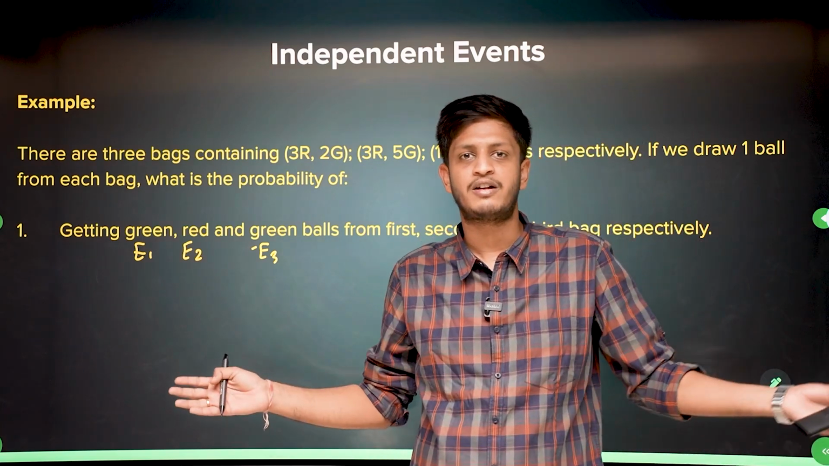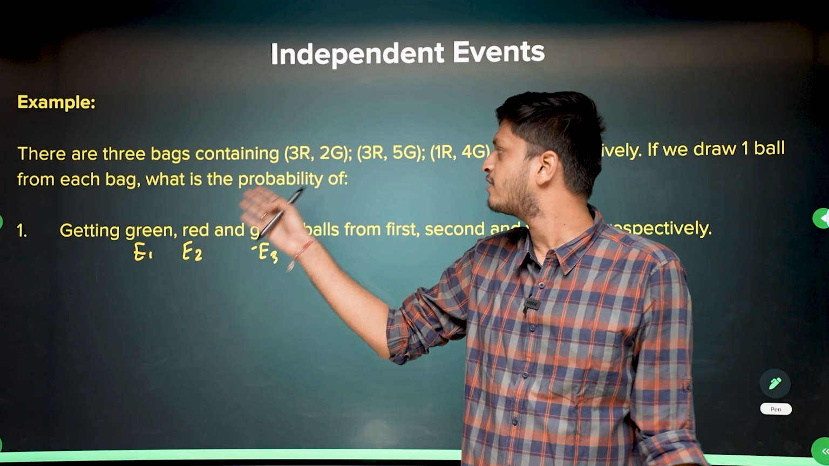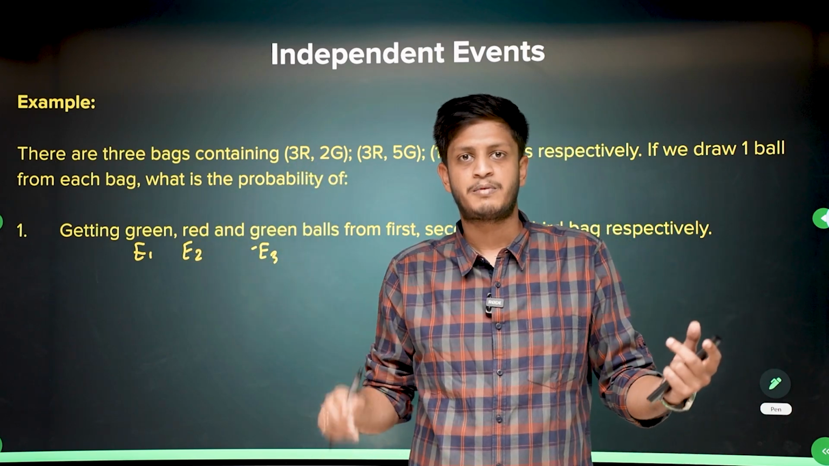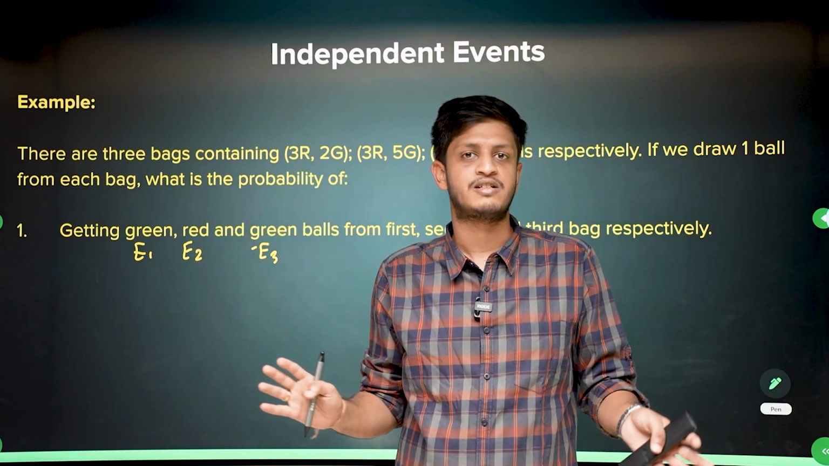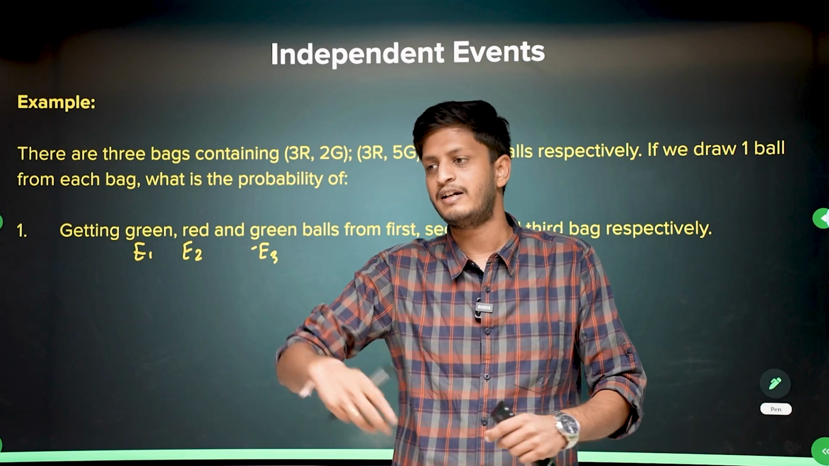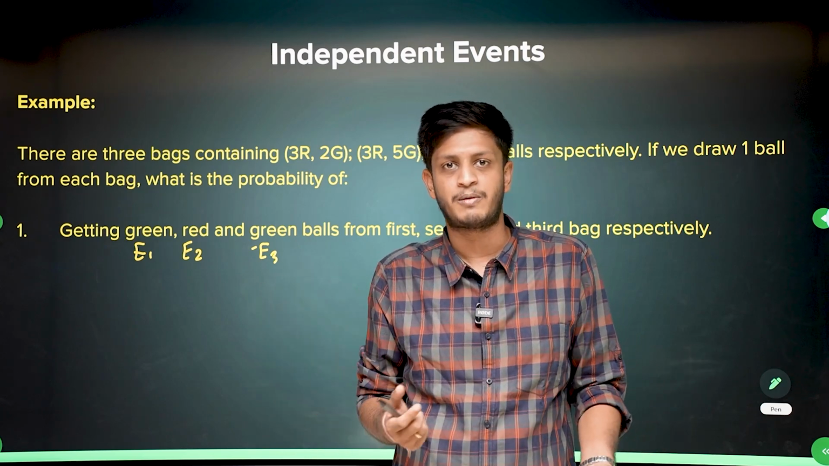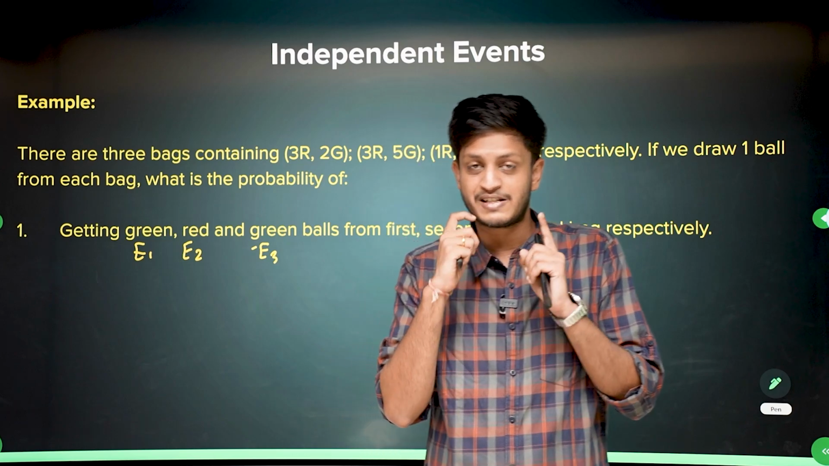These 3 events are independent of each other. It doesn't matter what ball you are getting from the first bag. Probability of getting a red ball from the second bag doesn't change. Right? They are independent. 3 independent workers are working on these 3 problems.